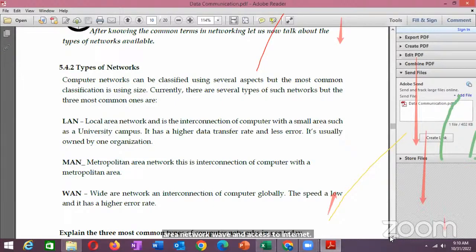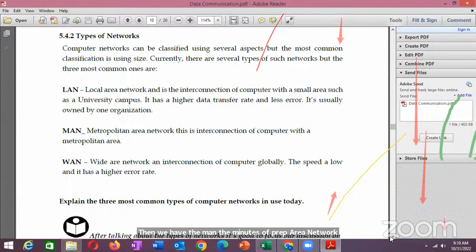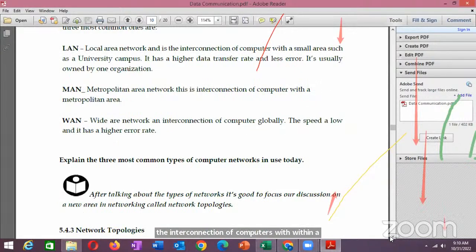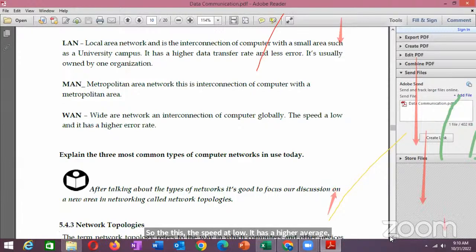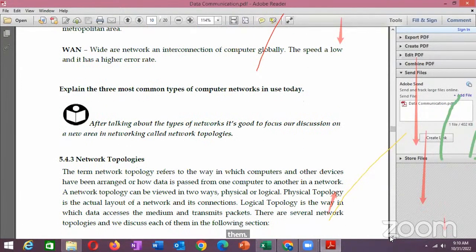Then we have the MAN, the metropolitan area network. This is the interconnection of computers within a metropolitan area. Then we have the wide area network, an interconnection of computers globally. The speeds are low. It has a higher error rate. That's what we call the wide area network. And then explain the three common types of computer networks in use today. So if you're given that, you will know what to do.